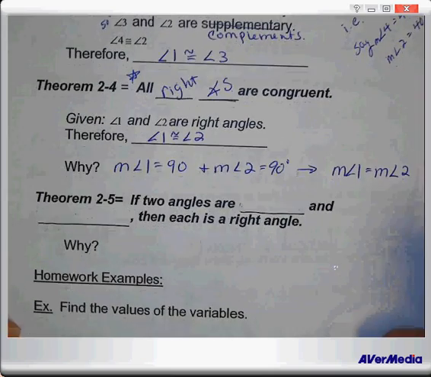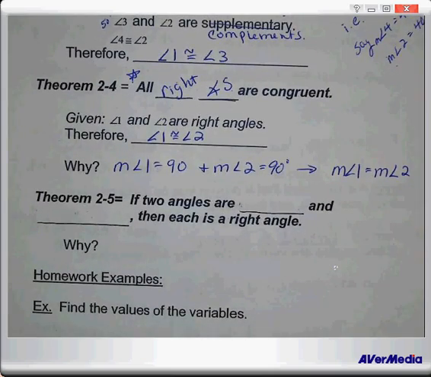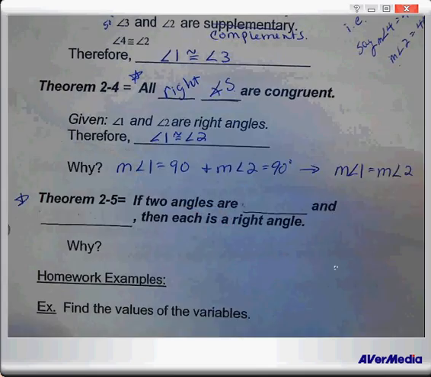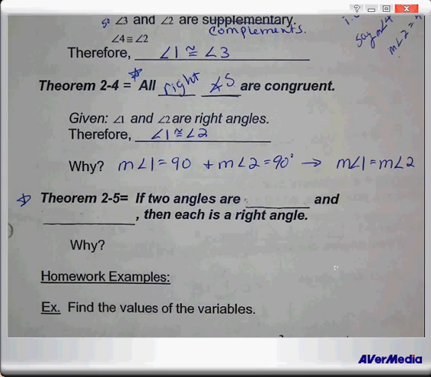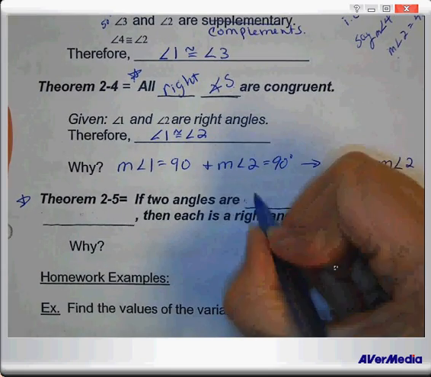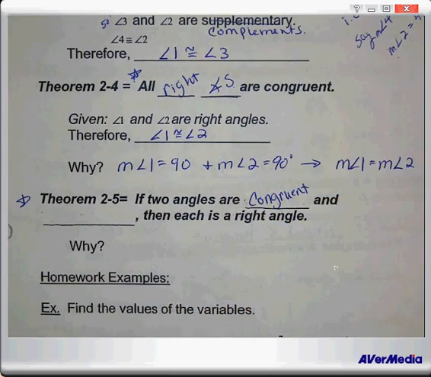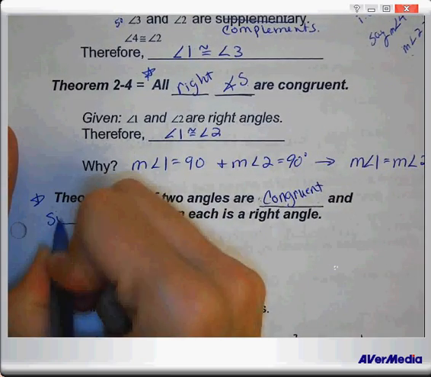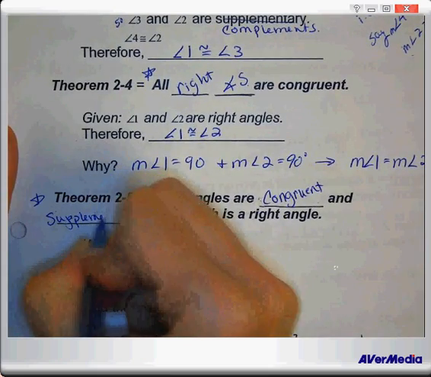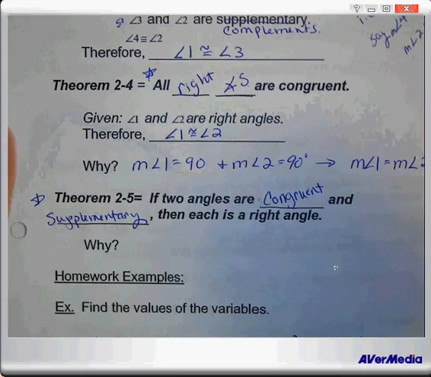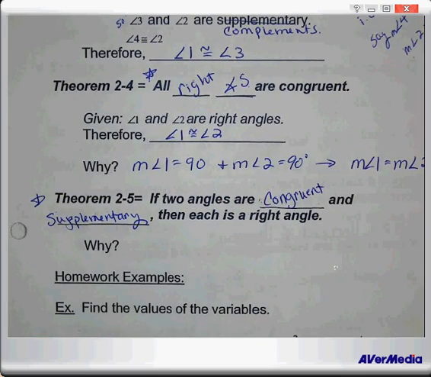And then my favorite one is a really kind of common sense one about perpendicular lines and things. Now here's the first one. It says if two angles are congruent and are supplementary, then each is a right angle.